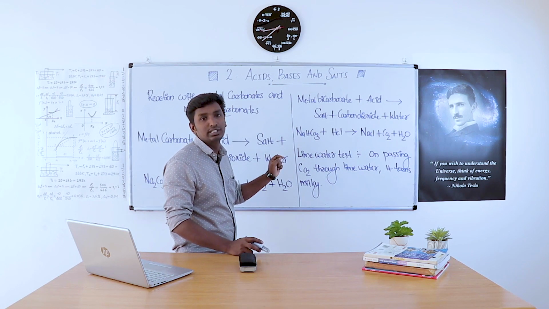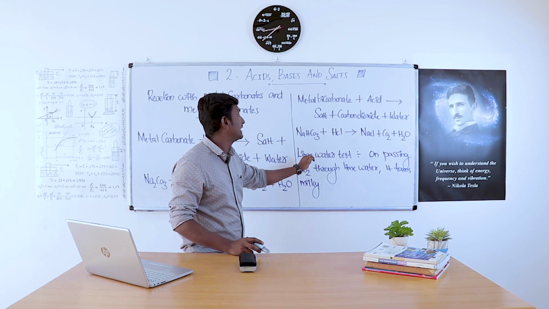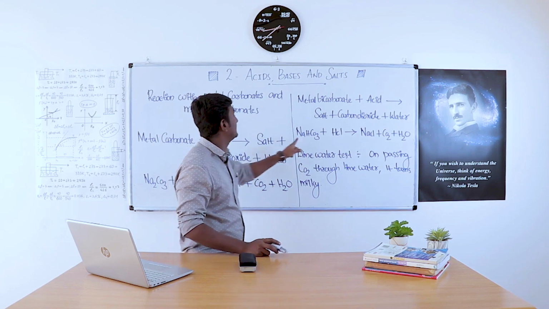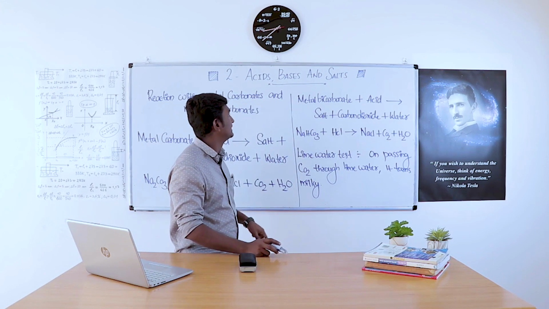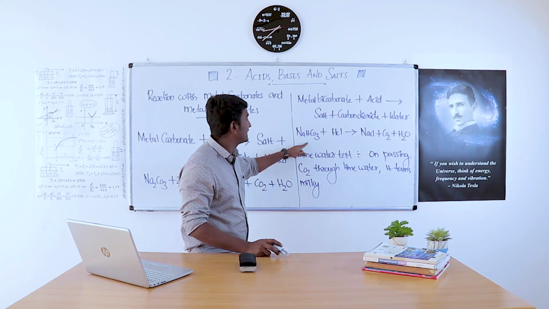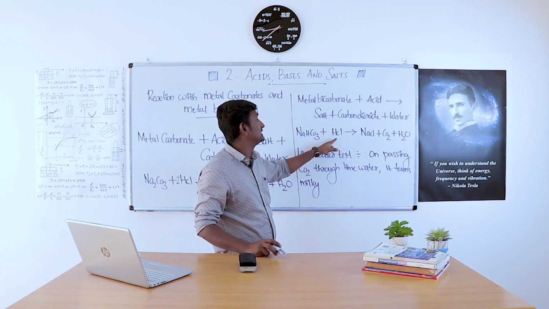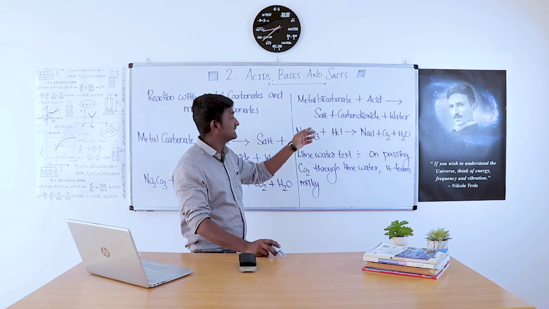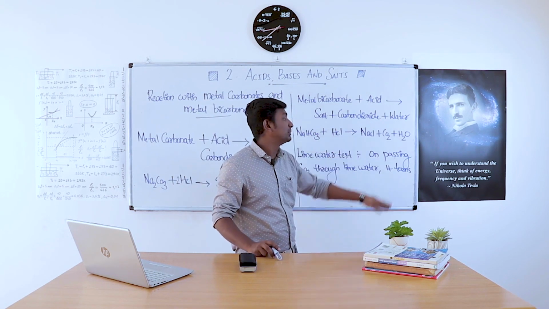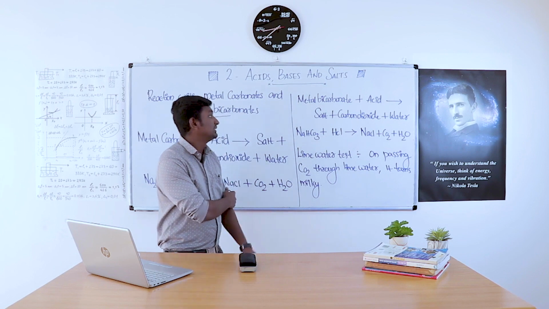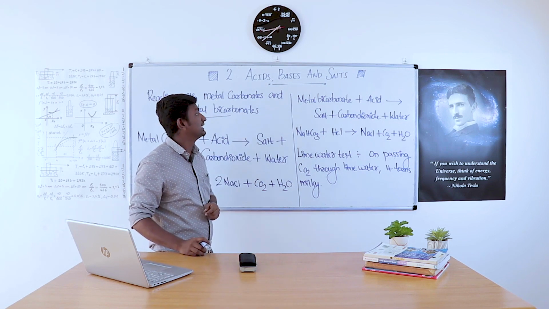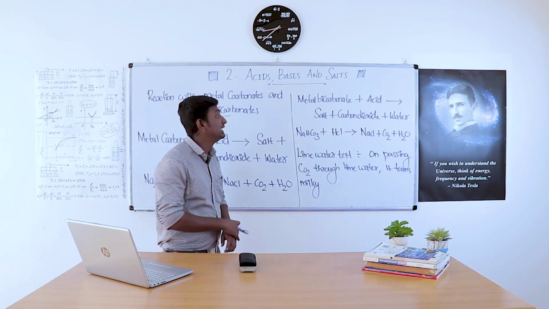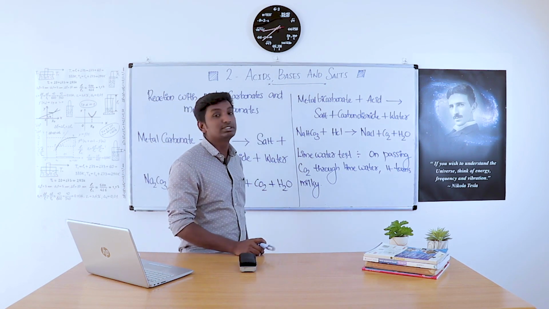What is NaHCO3? It is sodium hydrogen carbonate, whereas Na2CO3 is sodium carbonate. So when sodium hydrogen carbonate reacts with HCl, hydrochloric acid, it gives NaCl, sodium chloride, which is a salt, CO2, carbon dioxide, plus H2O, water. So in general, when a metal bicarbonate reacts with an acid, it gives salt, carbon dioxide and water.